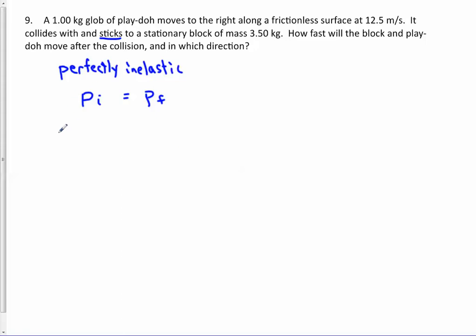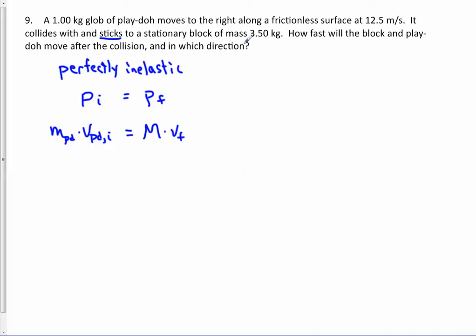Now, the momentum beforehand would be the mass of the Play-Doh times the initial velocity of the Play-Doh. Because the block has zero momentum, I won't even write it. And the final momentum will be the total mass, because they stick together, so it'll be one thing now. So we'll add together the total masses, and I'll use a capital M here, times just the final velocity.